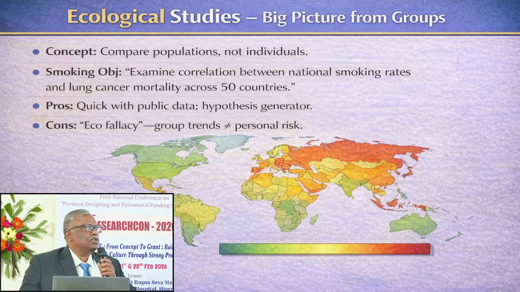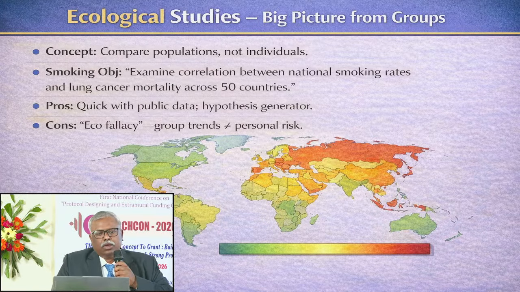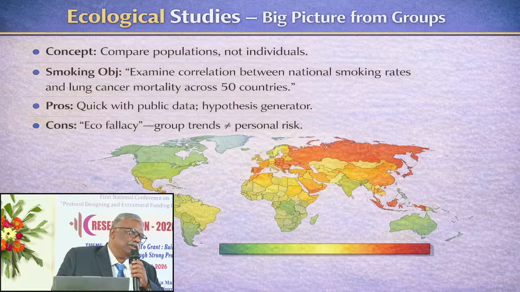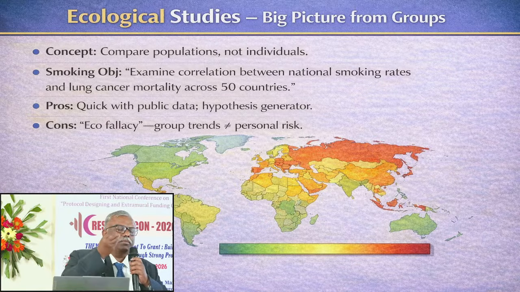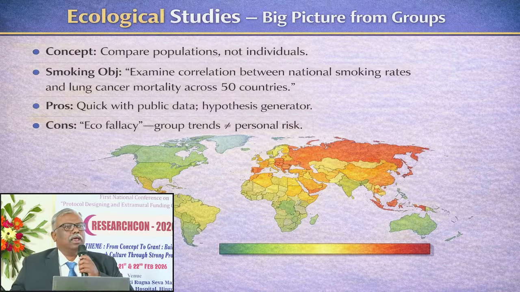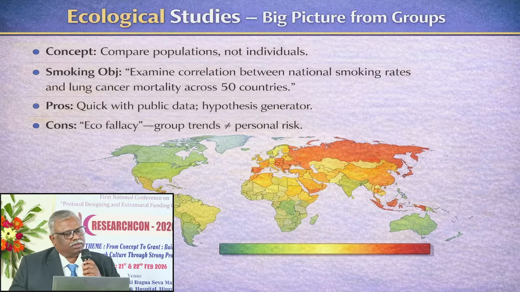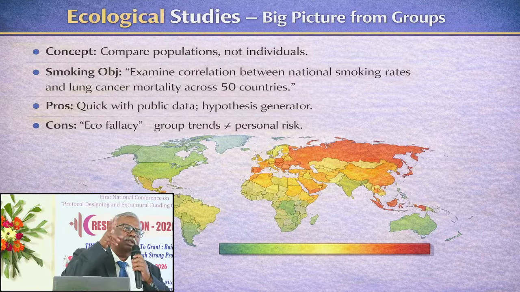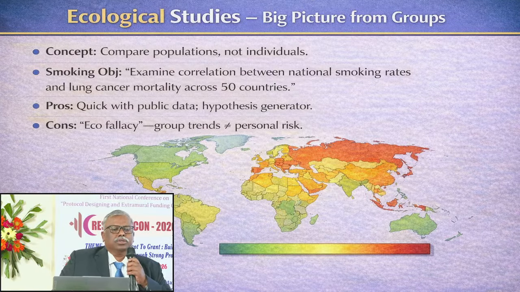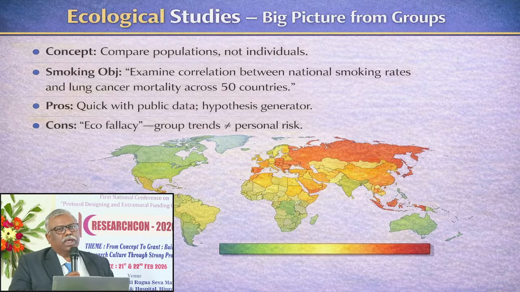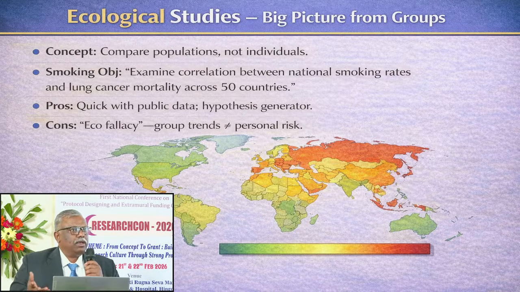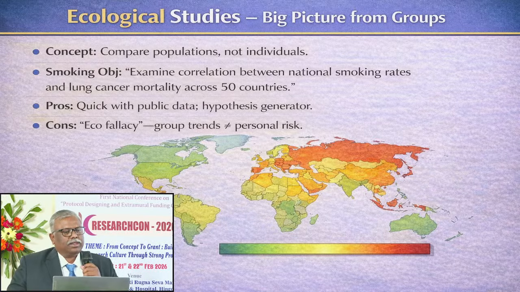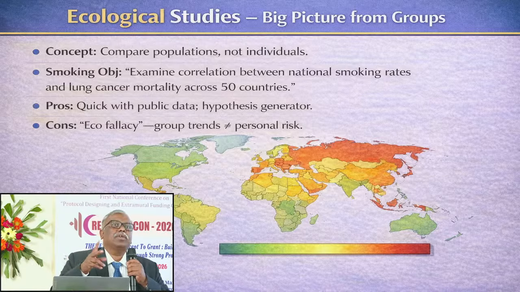If you see the smoking example, the objective is to examine the correlation between national smoking rates, like sale of tobacco, and lung cancer mortality across 50 countries. So they are linking between these two things, right? For every country, they have to give reports based on tobacco and smoking: what is the smoking rate, and what is the lung cancer mortality. One can link between the two things.